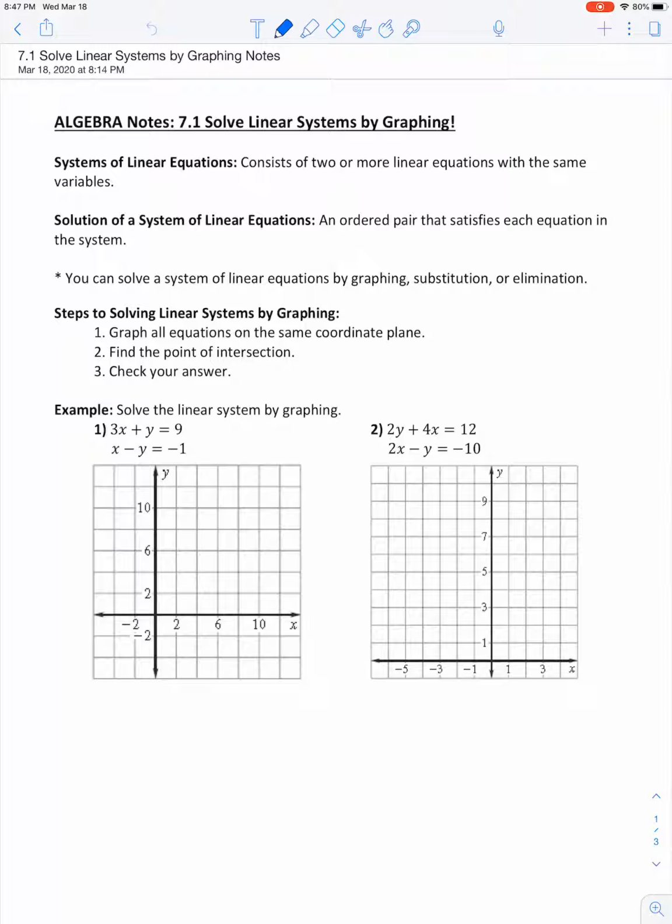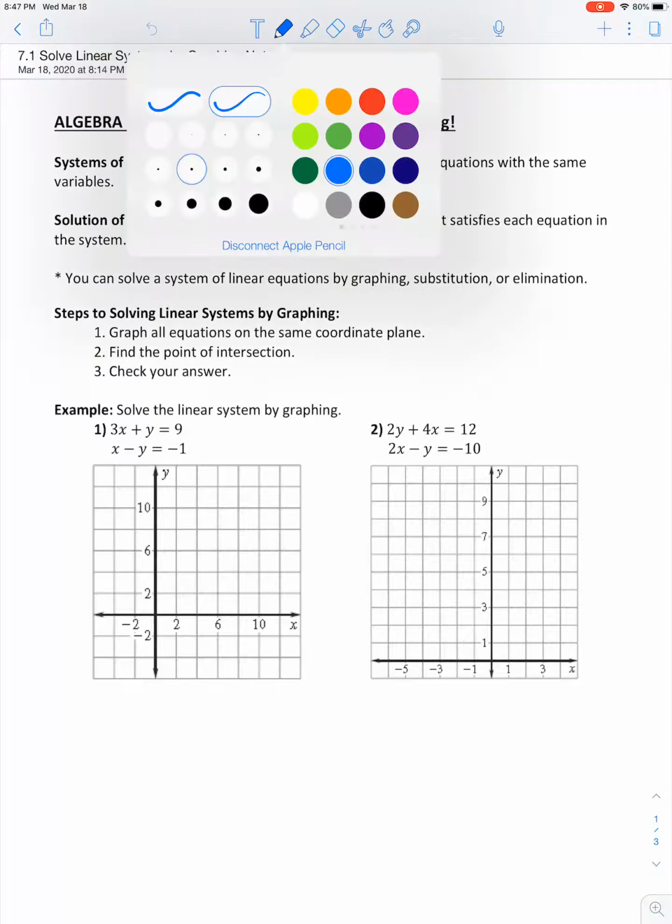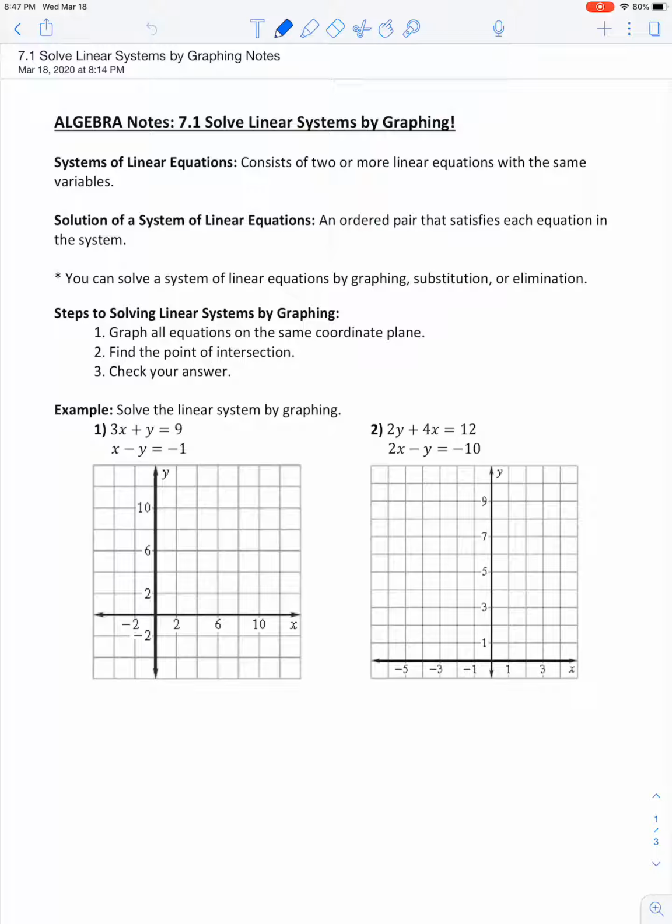Right, hi Algebra 1. This is lesson 7.1, solving linear systems by graphing. So what a linear system is, basically, is two or more equations that make straight lines. And the solution of that system is when the two straight lines touch, they intersect at one point.